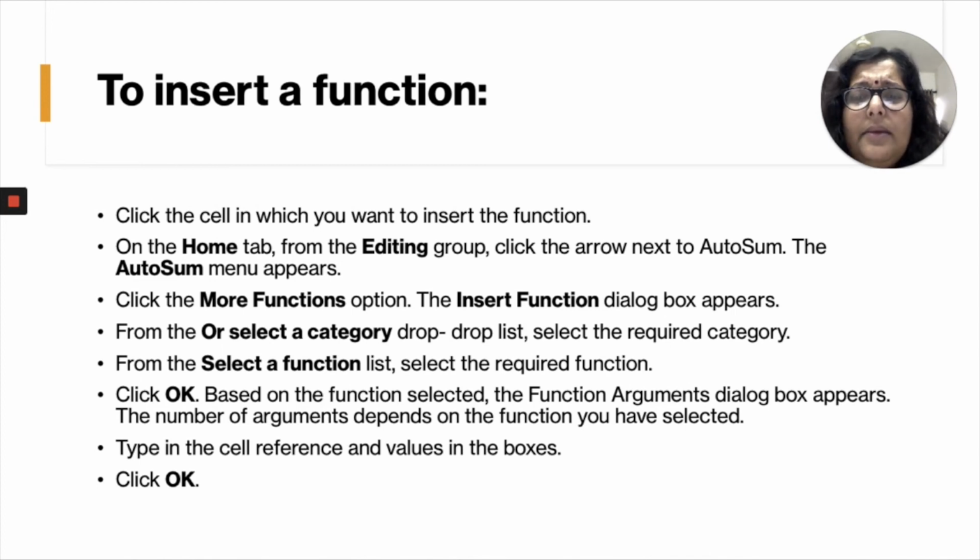Click OK. Based on the function selected, the Function Arguments dialog box appears. The number of arguments depends on the function you have selected. The arguments are the cells that you are considering for the respective function. So depending on what function you are using, you have to enter the argument cells. Type in the cell reference and values in the boxes. You have to type in the cell reference and the values and then press OK. Cell reference will be explained in the next video, but just keep in mind these steps.